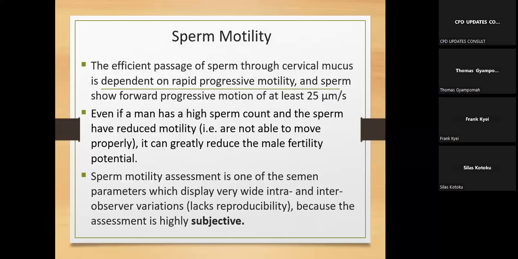So the efficient passage of sperm through the cervical mucus is dependent on rapid progressive motility, and sperm show forward progressive motion of at least 25 micrometers per second. All that we're saying here is that motility is a very powerful parameter for assessing fertility, because the faster it can move, the better it is able to cross.